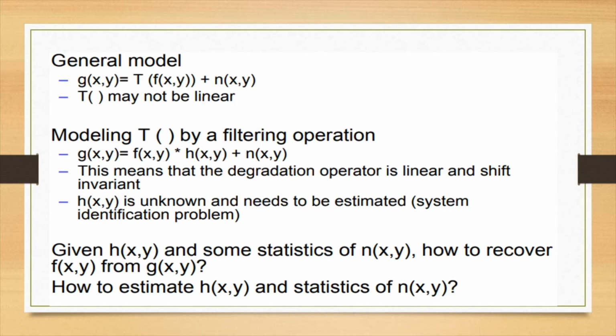That is, once you have the degraded image g of xy, suppose you have information regarding the degradation concept of h of xy and the degradation concept of the noise n of xy. If n of xy and h of xy you know, and g of xy is the degraded image we have, then we are in a position to recover or reconstruct f of xy from this information. To estimate h of xy and statistics of n of xy, what are the different methods that we will see here?